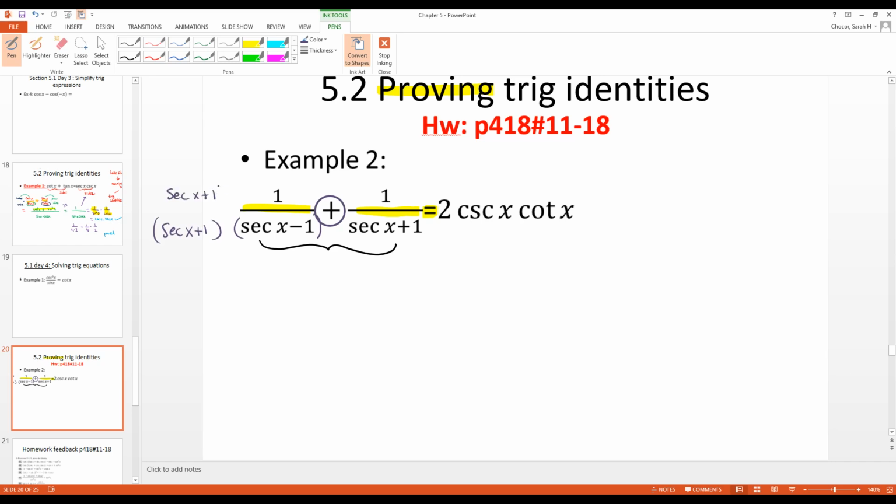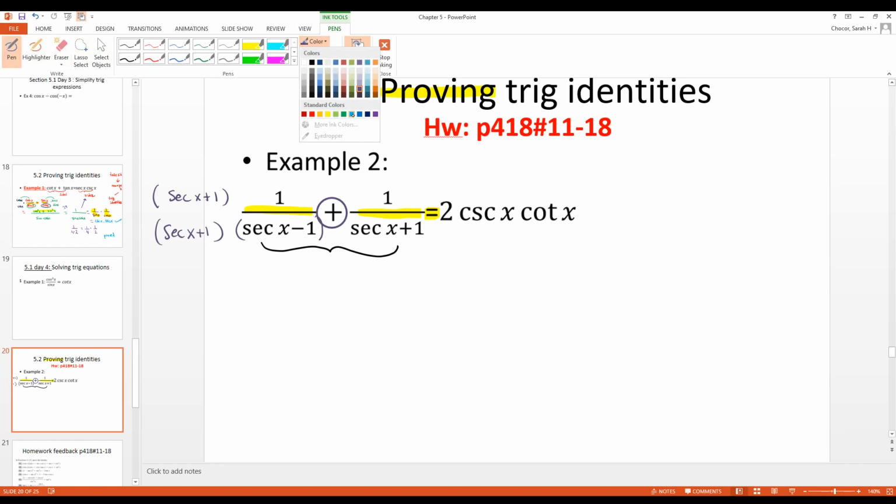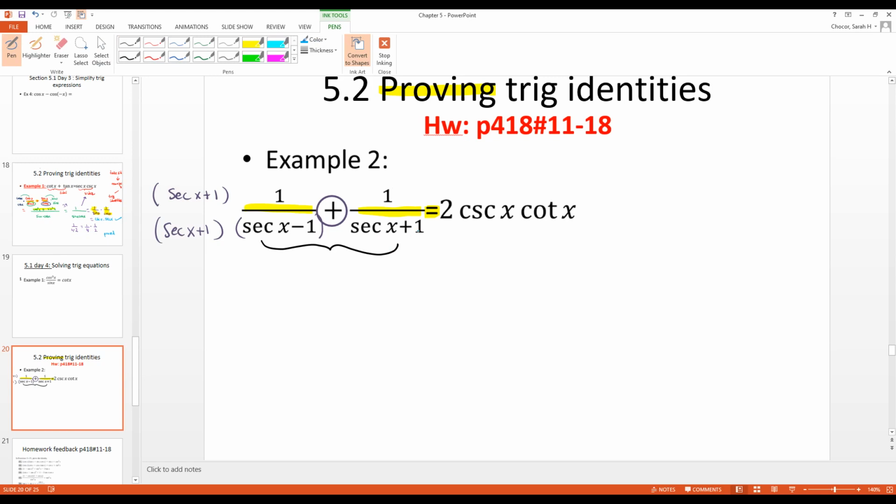Whatever we do on the denominator, we do on the numerator as well. I'm going to multiply the second fraction by secant x minus 1. Do the same thing for the top. And the common denominator will be secant x minus 1 times secant x plus 1.